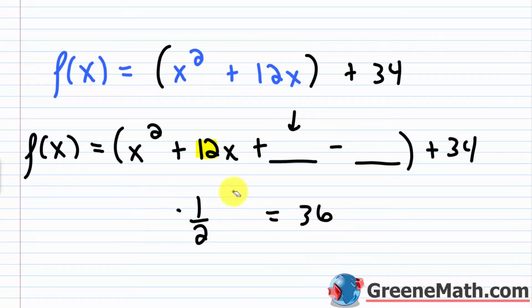Okay, so this is what I need to create my perfect square trinomial. So I'm going to add 36 right here. But I can't just do that. Normally, I would add 36 to both sides to make that legal. But in this case, I want this f of x over here on the left. I don't want to mess with that.